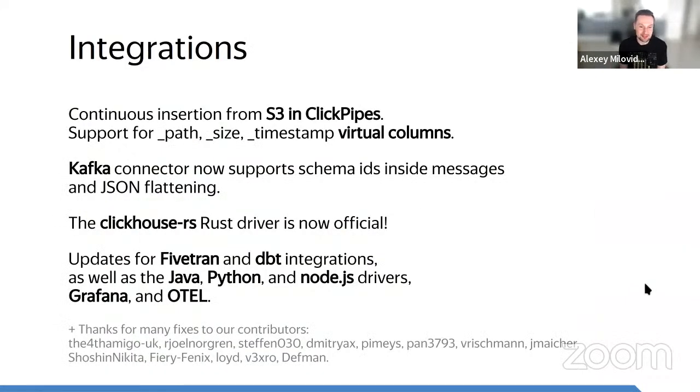Some news about ClickHouse integrations, for example. Now we support continuous insertion from S3 in ClickPipes. We support JSON inside Kafka, schema identifiers inside messages in our Kafka connector. And what about the Rust programming language? It is not only slow and crashing, actually, it is a good programming language. And the driver for Rust is now official.